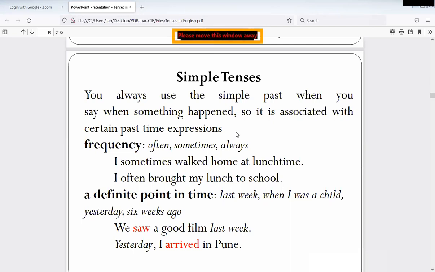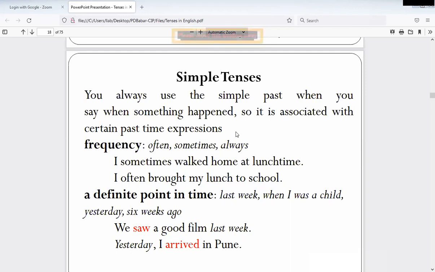Then another expression or point of time which we will see is, see the second example, that is, yesterday I arrived in Pune.